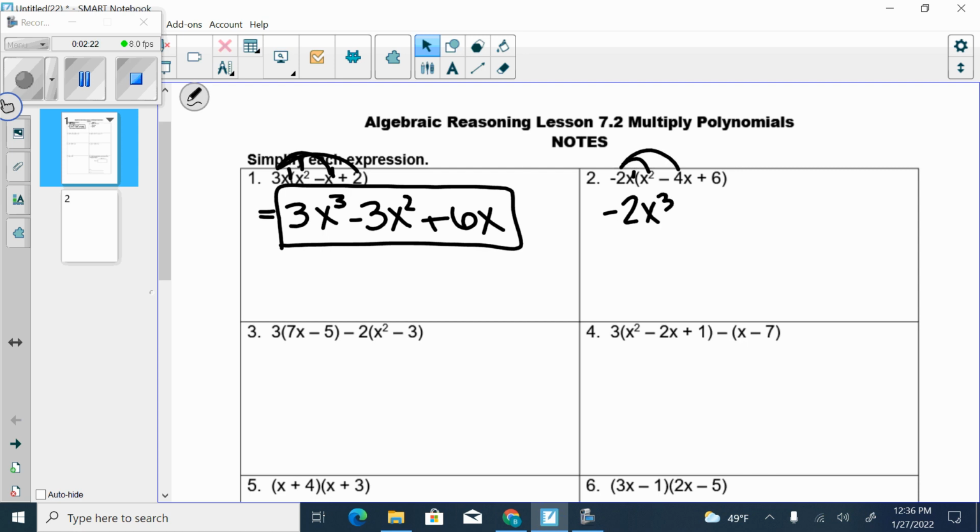Negative 2x times negative 4x. Well, we multiply the numbers. What's negative 2 times negative 4? Good. And what do I do with the exponents? Add. So 1 and 1 would give us x. Good. And then lastly, negative 2x times 6. Negative 12x. Good. None of those are like terms, so I'm done.